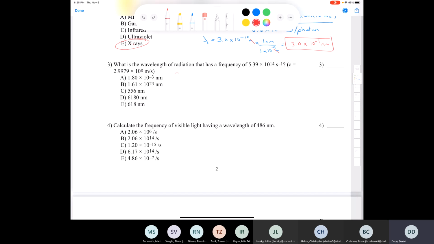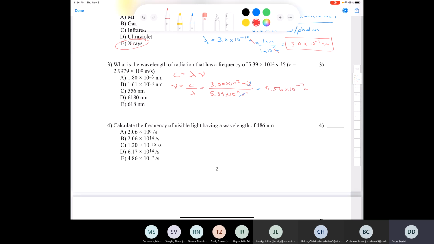We're going to use the formula that the speed of light is equal to wavelength times frequency. And we're going to solve for frequency, which is equal to speed of light over wavelength. I'm just going to put in 3.00 times 10 to the 8 meters per second and divide that by my 5.39 times 10 to the power of 14 reciprocal seconds. You can see that seconds are going to cancel, and I end up with my wavelength in meters. When I punch all that into my calculator, I get 5.56 times 10 to the negative 7 meters.